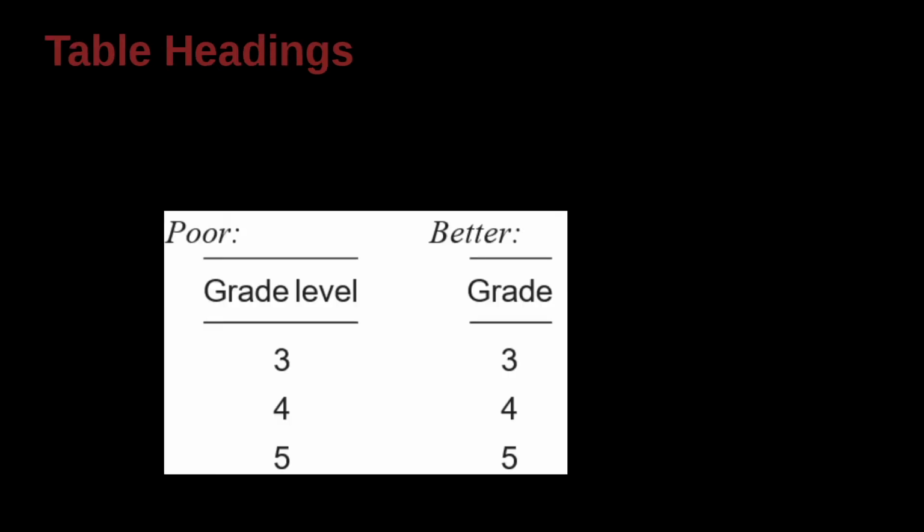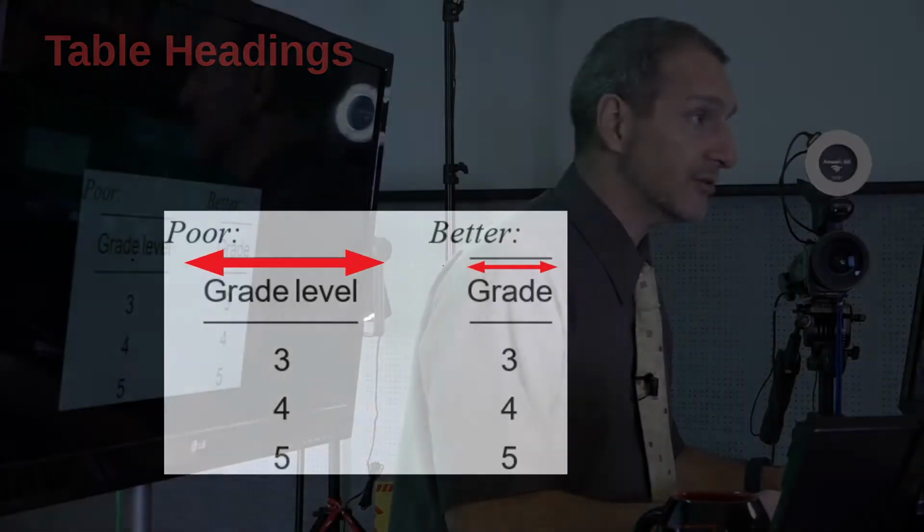What about table headings? So here we have some headings for these columns. So on the left side here is the grade level, and then on the right side is grade. Which one is a better heading for that column? Grade level, the problem is it's getting very long. Grade is much shorter. Now, is it unclear? It's a little bit unclear because it's like, what do you mean grade?